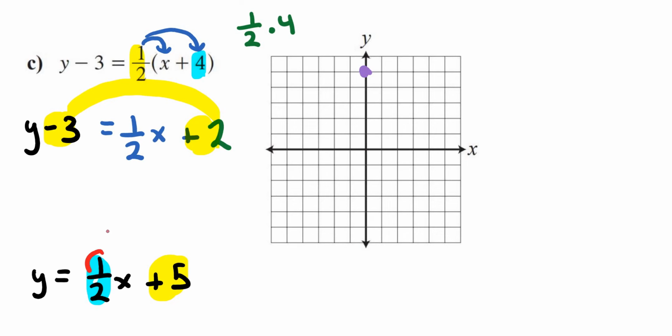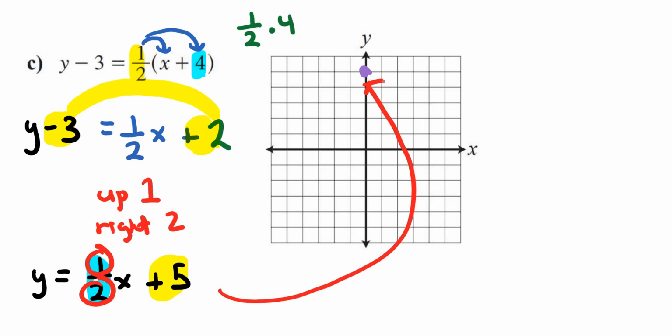So this 1 means I go up 1. And this 2 means I go right 2. All right, so from that starting point, we go up 1 and right 2. So up 1 and right 2 right there.